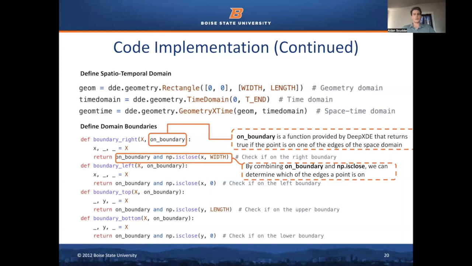Next, we'll define the spatiotemporal domain. This requires defining the space domain of our problem and the time domain of our problem. Using the geometry.GeometryXTime function of DeepXDE, we can combine those two into a variable called geotime. This represents our time-dependent 2D problem. The next thing we'll do is define our domain boundaries, and this is essentially telling DeepXDE what it means to be on the boundary. So it will check every point, and using these functions, it can determine whether a point is on the boundary of the domain, and that's how it will help to enforce our boundary conditions.